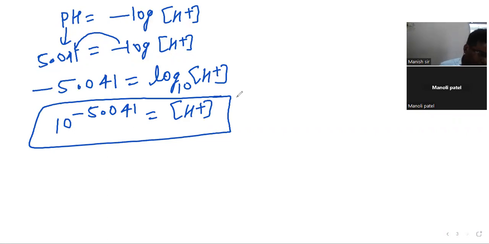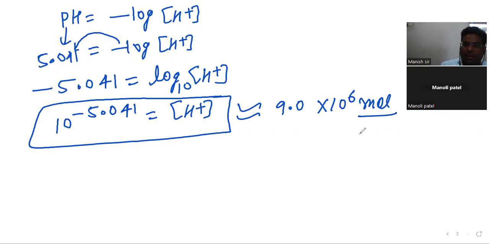Understood? So this will be the value. And if you want to write in approximate form, then it will be 9.0 into 10 raised to 6 mole per liter. So this will be the H plus ion concentration.